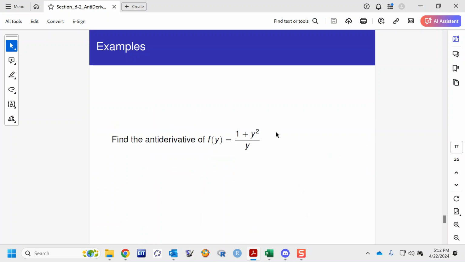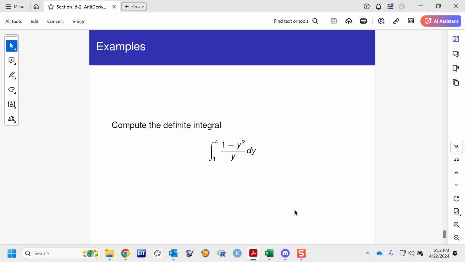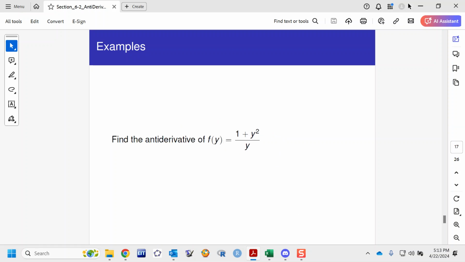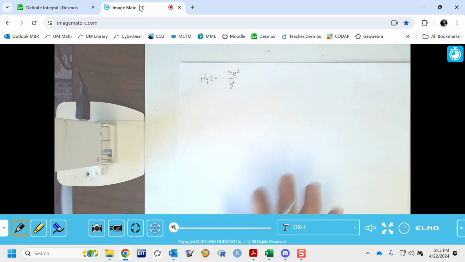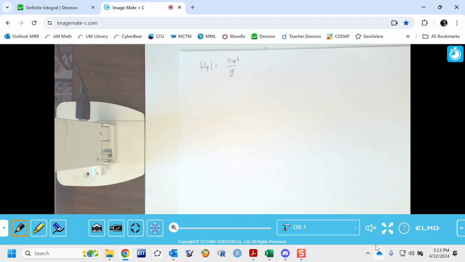Okay, one more and we'll call it a day. What if I was asking you to find the antiderivative of f of y equal to 1 plus y squared over y? And then I'll just preview the next one, integrate it from 1 to 4. Let's see, so let me make this as large as possible.